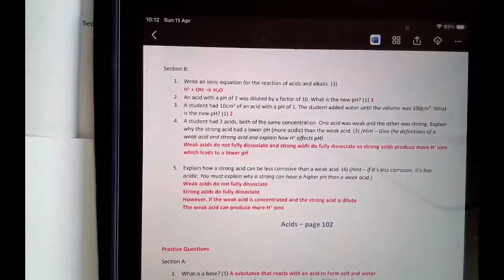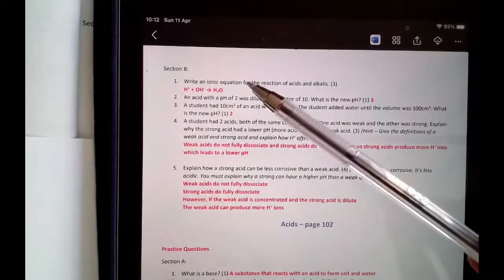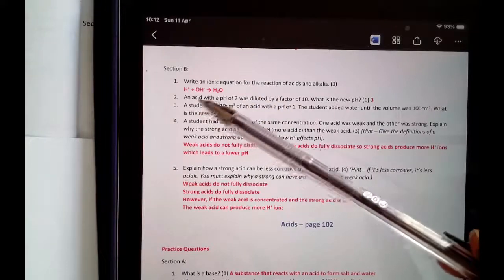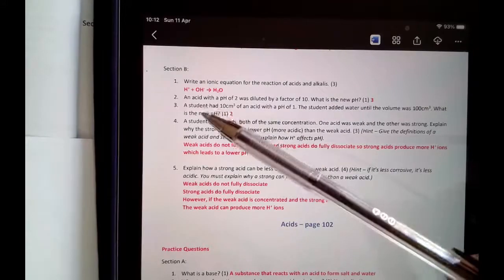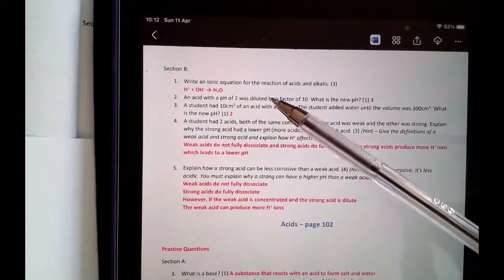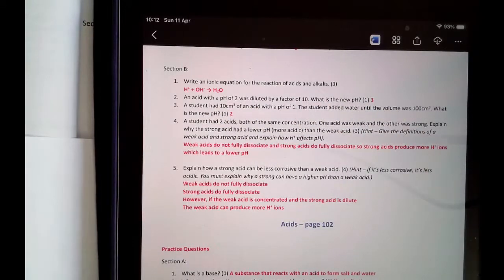Okay, so I've done the answers out here. The ionic equation, we had that in the last video. H plus and OH minus goes to H2O. That is the easiest 3 marks you'll ever get. An acid pH of 2 diluted by a factor of 10 now has a pH of 3. Remember, you're increasing that pH because you're adding water. You're going to be getting closer to 7.